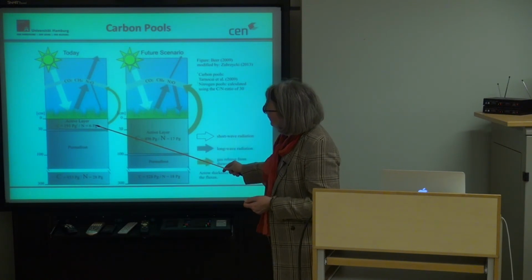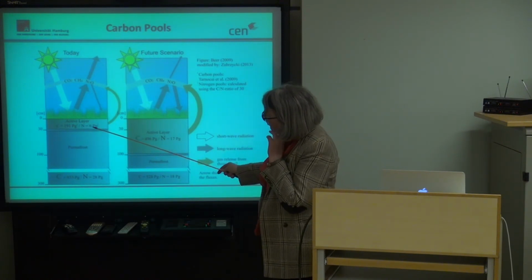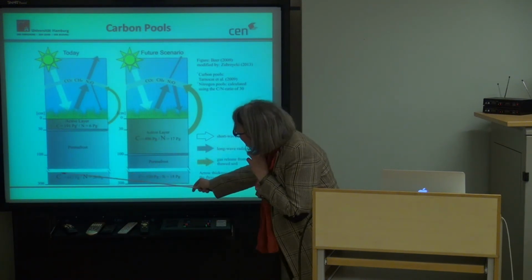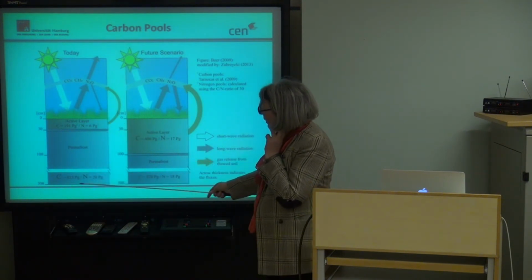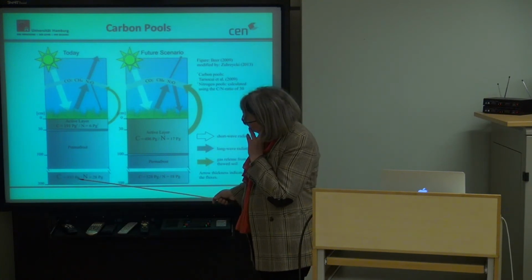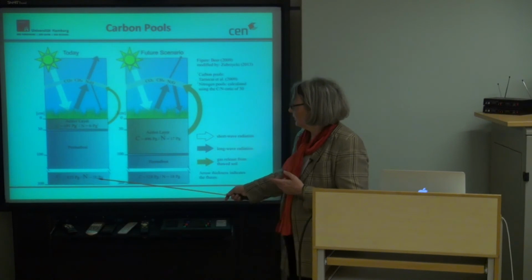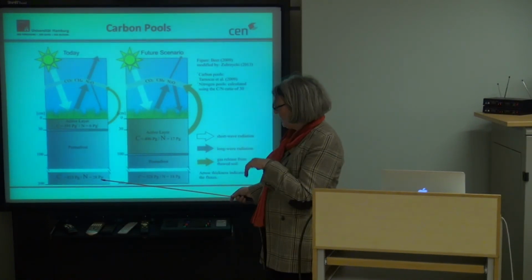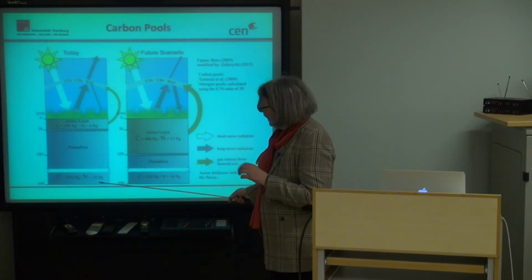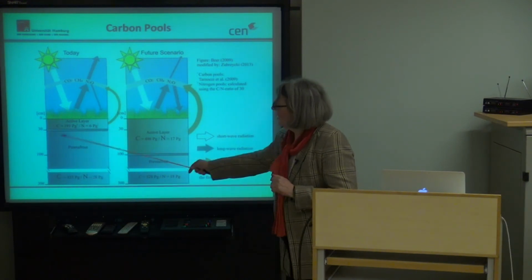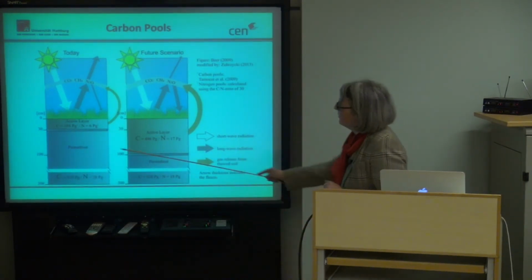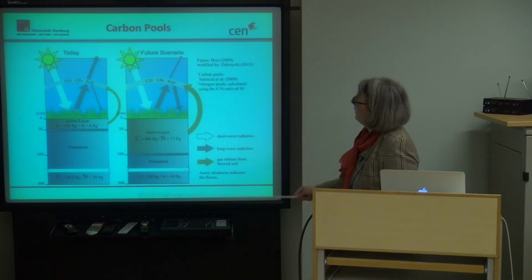And we also added the nitrogen pool, which goes to 6 petagram. And if you look at the permafrost, you have a lot of carbon stored in the frozen part, more than 800 petagram, and 28 petagram nitrogen in the frozen ground in permafrost.